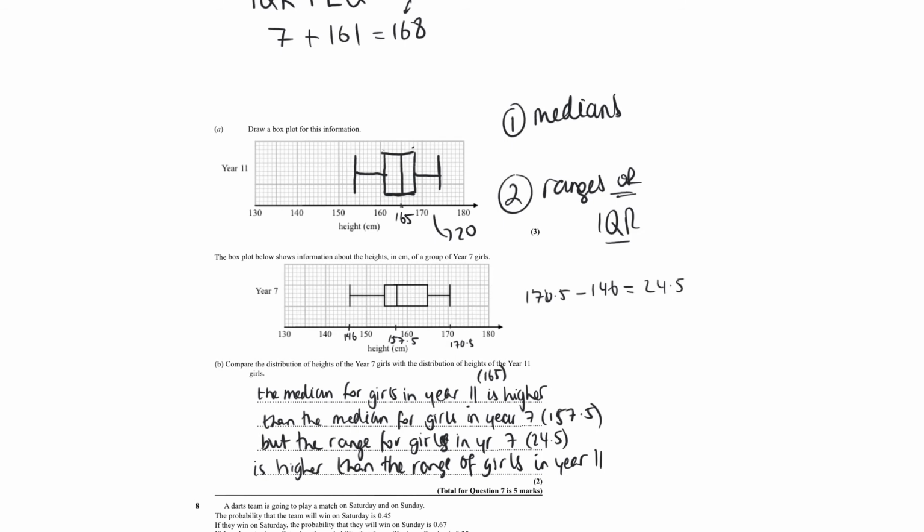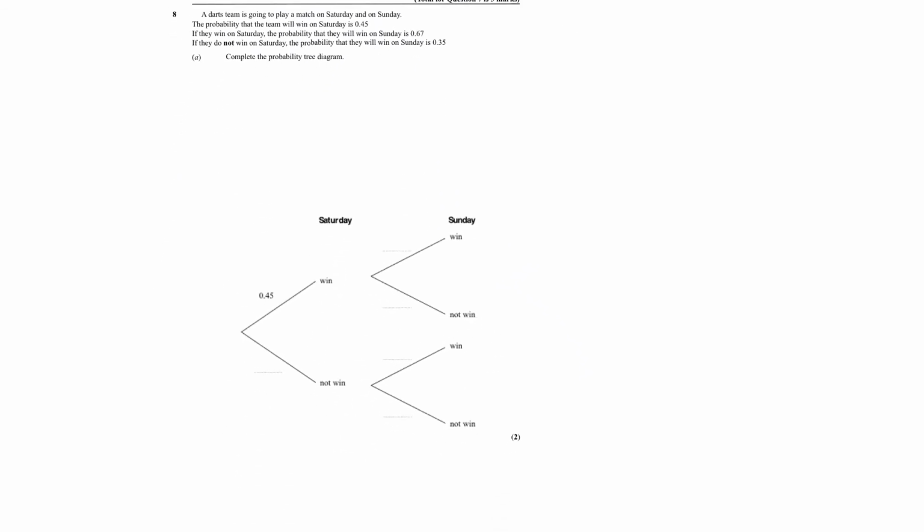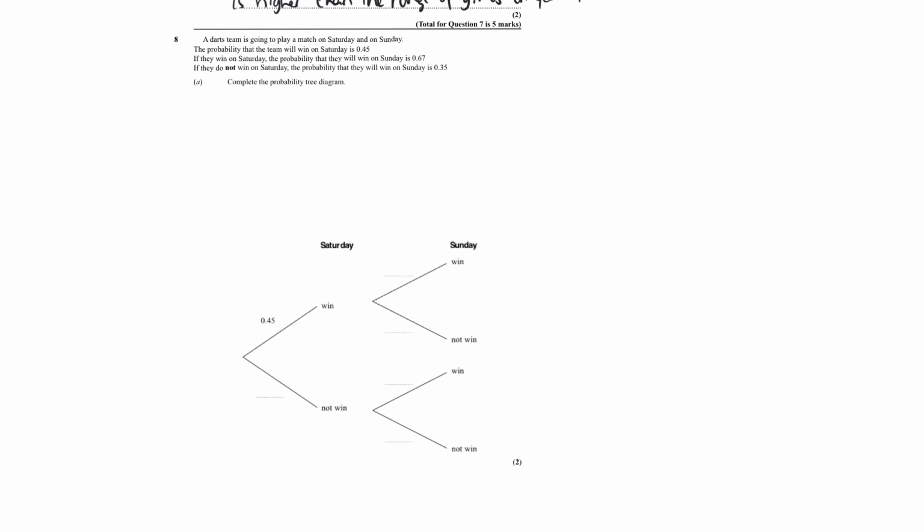Okay, so moving on to question 8. So question 8, we've got a probability tree, and it basically wants us to complete the probability tree. So let's look at this first. So first thing is that we know that the total 2 branches add up to 1, because we know that total probability adds up to 1. So if we know the probability of winning on a Saturday is 0.45, then the probability of not winning on a Saturday will be 1 minus 0.45, which is 0.55.